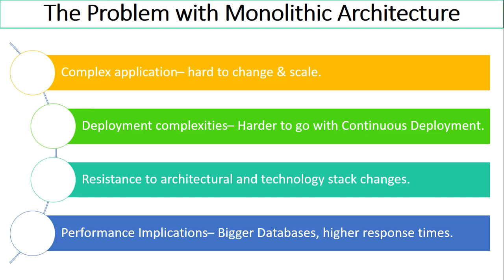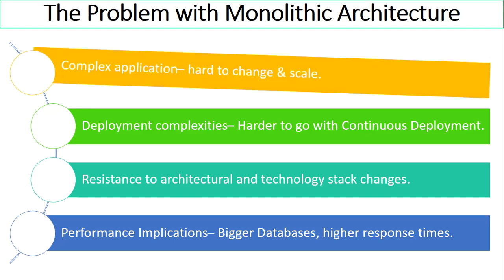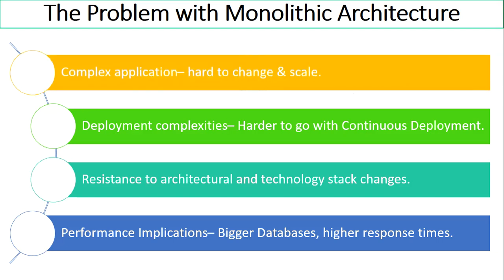Once we understand these problems, only then will we be convinced to go for another improved or more modern architecture, that is microservices architecture. So the first problem that we see with this monolithic architecture that I just explained is that you have a complex application. And when we have a complex application, it's always hard to change its scale. As I explained, you create one big fat application, and you club together everything.